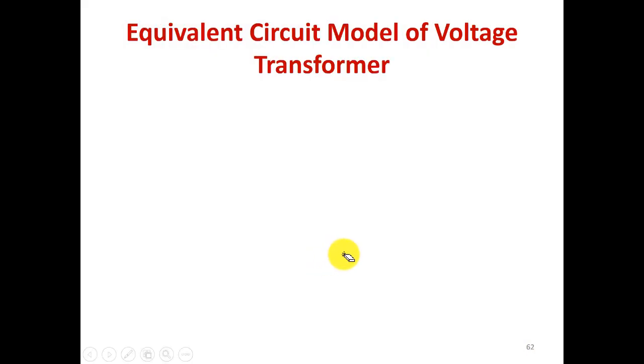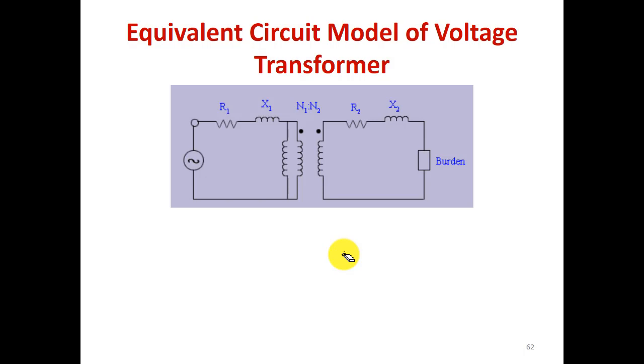So now let us see the voltage transformer or the potential transformer. Up to this we have discussed the current transformer analysis, and also we have seen the phase angle error and how to calculate the ratio error and phase angle error for the CT. Now let us do the analysis for the voltage transformer. So let us first see the equivalent circuit model of the voltage transformer.